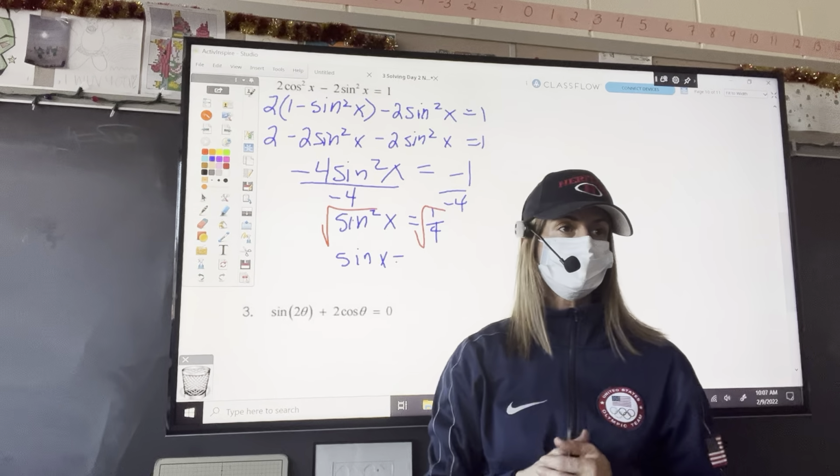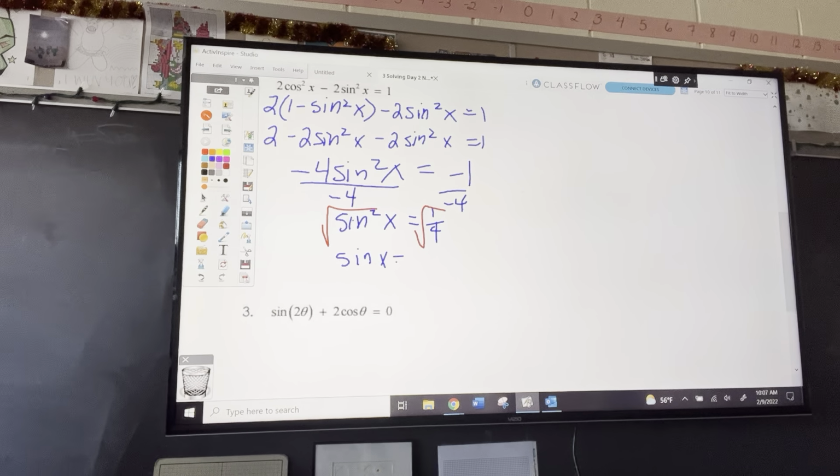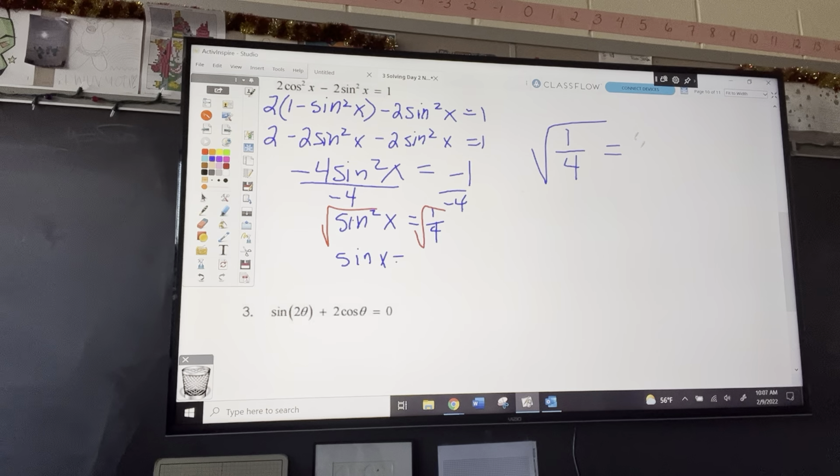Should I do this for you? I'm just going to do it. The square root of 4 is 2, the root of 1 is 1. Okay, so that's where the 1/2 comes in, but it's going to be plus or minus because of the square root. Everybody good with that?